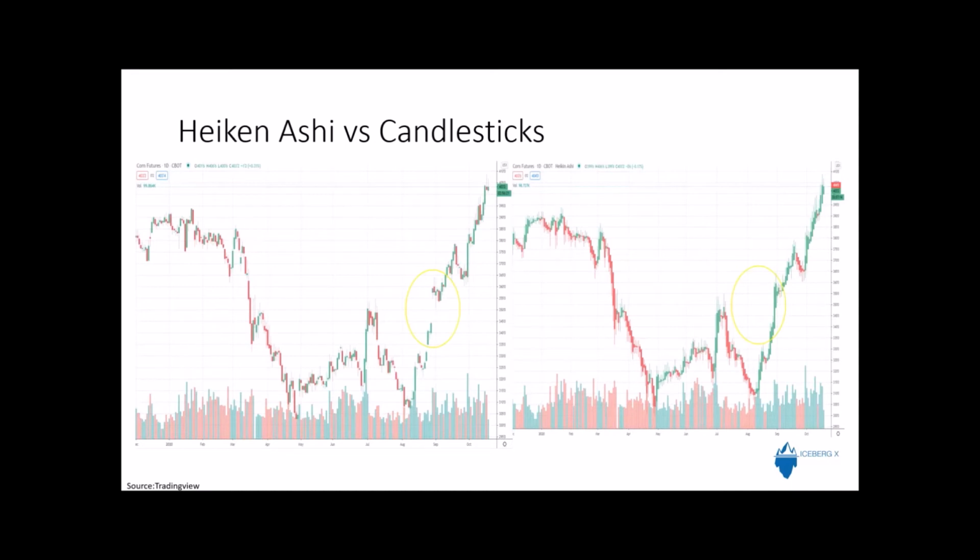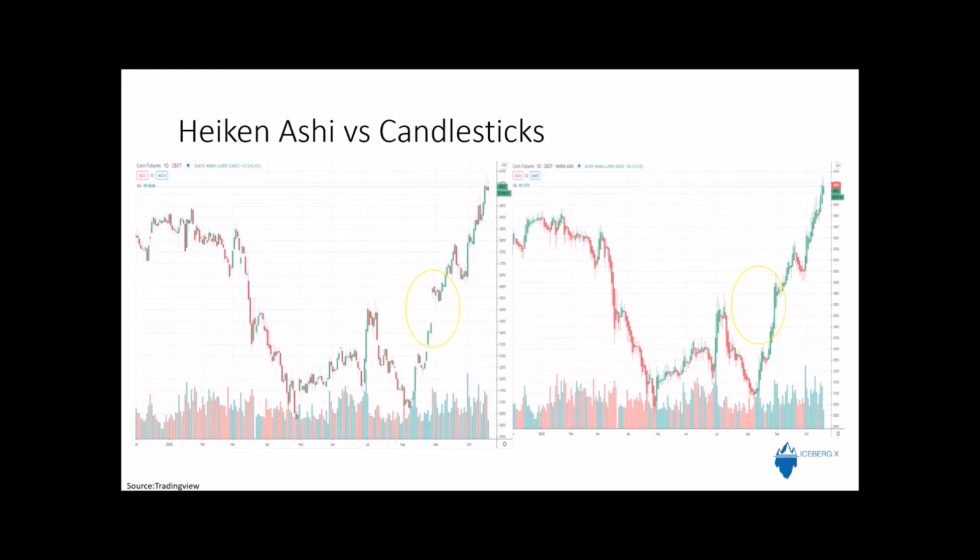Now, comparing Japanese candlesticks and the Heiken Ashi. On the left, you have the normal Japanese candlesticks. And on the right, you have the Heiken Ashi, which looks very similar. But if you look at the color coding itself, it is slightly different. If you look at the Japanese candlesticks, you can see there are a lot of gaps. And Heiken Ashi takes away those gaps by forming bodies. So technically, you don't see gaps in Heiken Ashi. But what those gaps signify is represented by the body color of the Heiken Ashi candles.